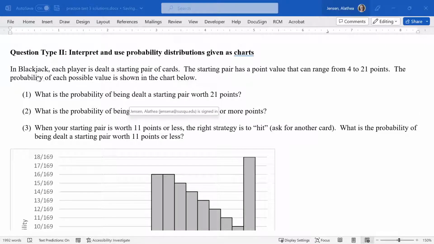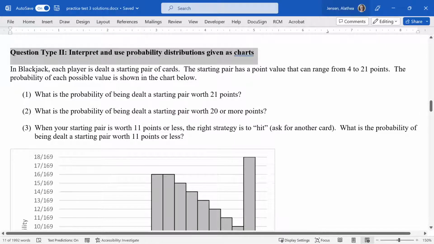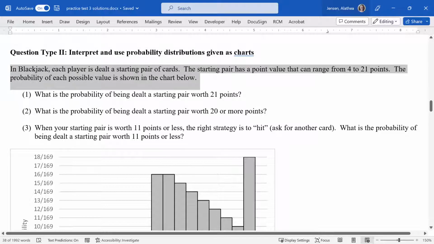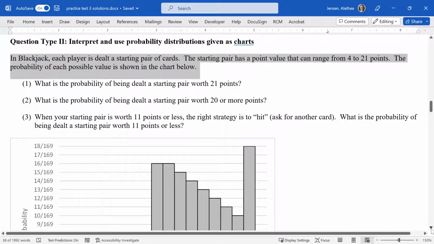Okay, so next part is question type 2. These types of questions are going to be about interpreting and using probability distributions that are given as charts. So the first section in this part is about blackjack again. In blackjack, each player is dealt a starting pair of cards. The starting pair has a point value that can range from 4 to 21 points. The probability of each possible value is shown in the chart below.